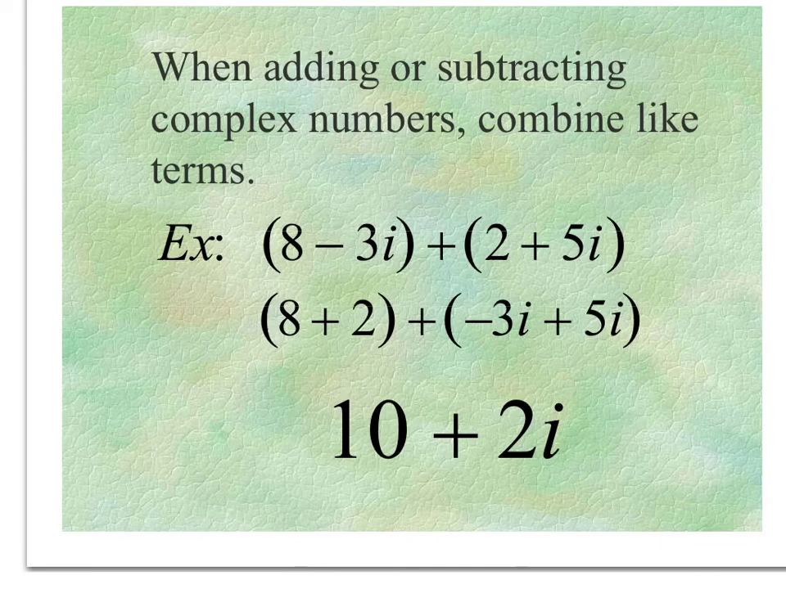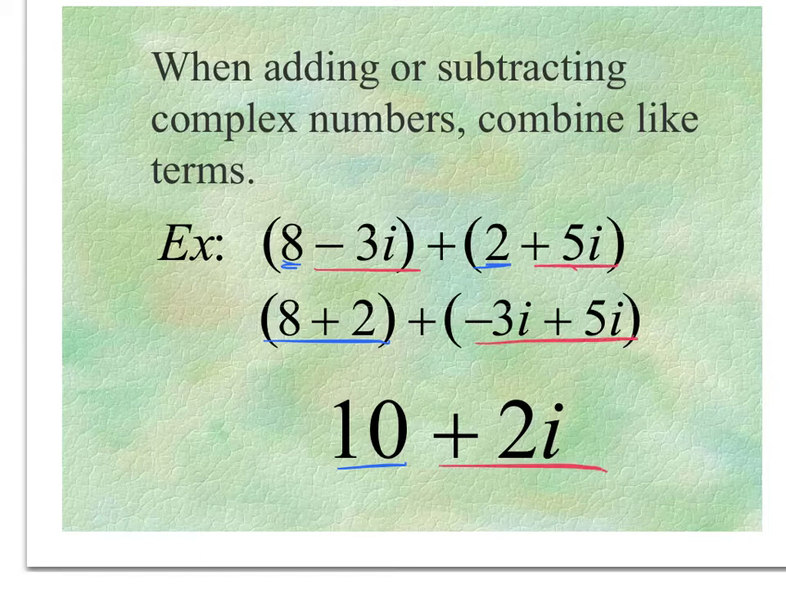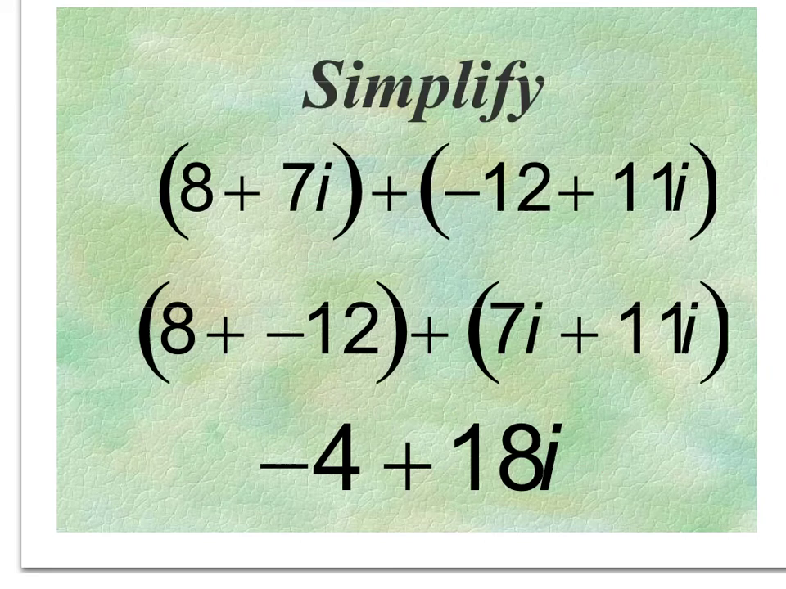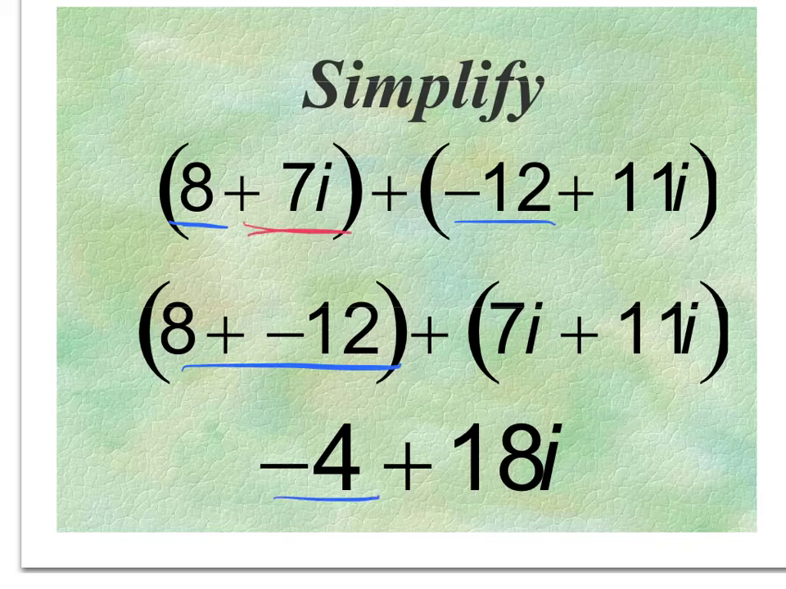When adding or subtracting complex numbers, you just combine the like terms. So you really do essentially treat the I like it's a variable. So you're doing 8 plus 2, which is 10. And then negative 3i plus 5i gives us positive 2i. Going through another example, you're just going to go 8 plus negative 12 is negative 4. And 7i plus 11i is 18i. It's that easy. Don't overcomplicate it. Make it simple for yourself.